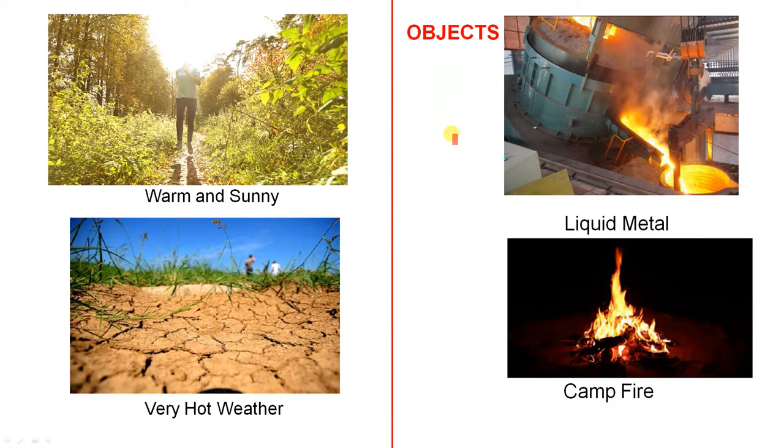With respect to objects, one of the hottest things you can get on the planet is metal that's been turned to liquid. You can imagine how much heat is required to turn metal into liquid. A campfire is very, very hot. Not as hot as liquid metal, but it's still quite hot, and it keeps us warm on cold evenings, for example.